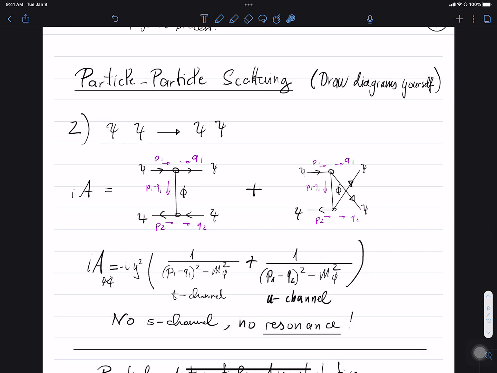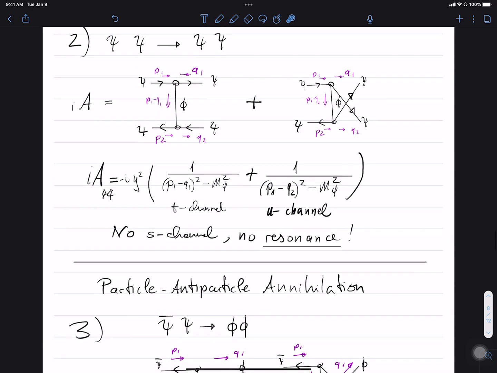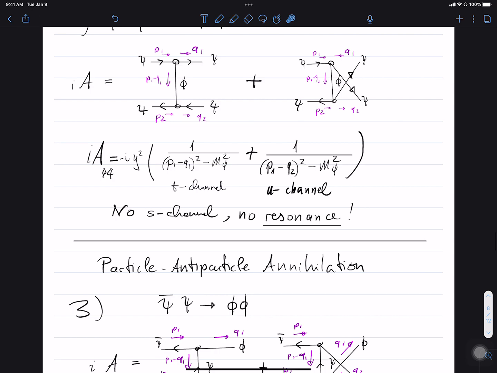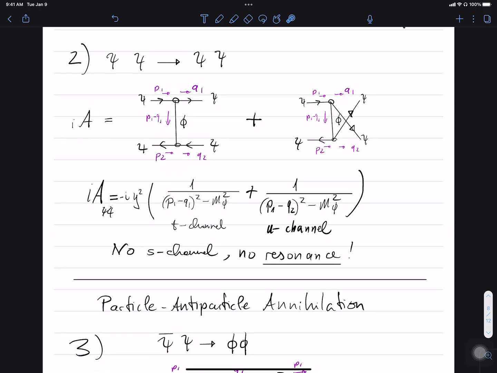Okay, now let's try to draw diagrams for particle-particle scatterings in terms of particle-antiparticle interactions. They're basically the same as before, except the S-channel diagram doesn't exist because particle and particle cannot annihilate. So we only have the T and U channel interactions here. There is no S-channel resonance, an important physical difference. Otherwise, the physics in the cross sections will be very similar. Just get rid of the S-channel interactions.